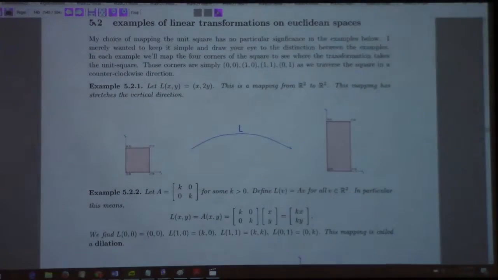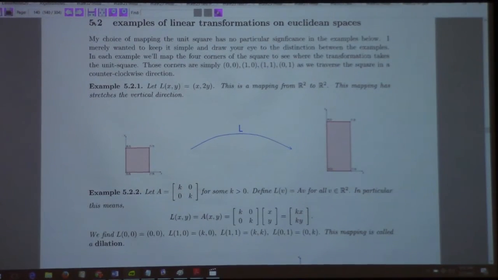One of the reasons I really do like Shores is that he's woven the notion of a linear transformation throughout the book. He keeps coming back to it, saying, hey, this is what goes on with the linear transformation idea in each chapter. And so this is just our first sort of contact with it.